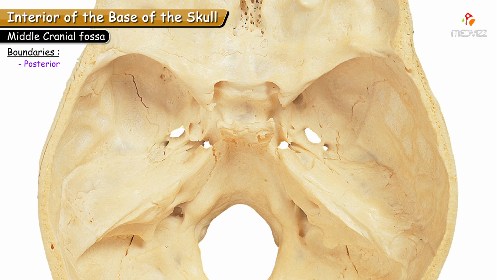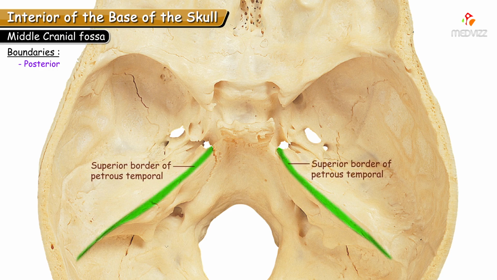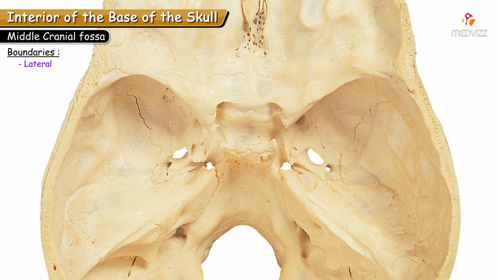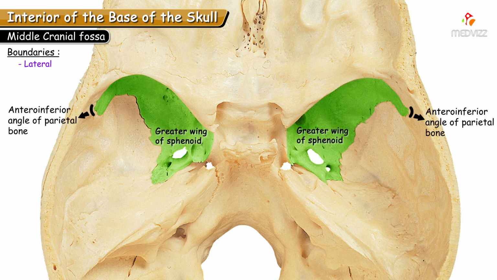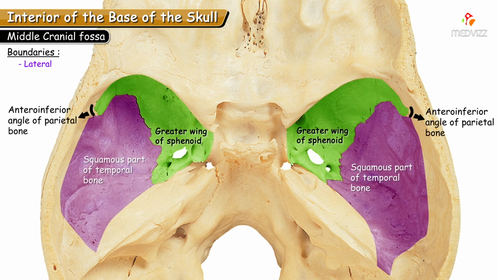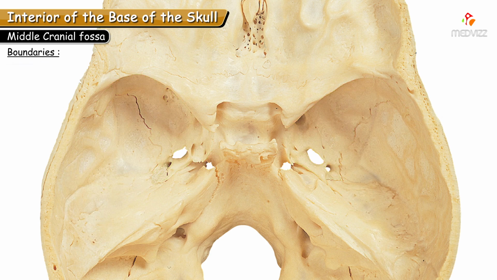So posteriorly it is bounded by superior border of petrous part of temporal bone and dorsum sellae, which is the posterior projection of body of the sphenoid, and on each side of dorsum sellae the angular projections are posterior clinoid processes. So these structures form the posterior boundary of middle cranial fossa. Laterally, the middle cranial fossa is limited by greater wing of sphenoid, anterior inferior angle of parietal bone and squamous part of temporal bone. Now have a look over the floor.